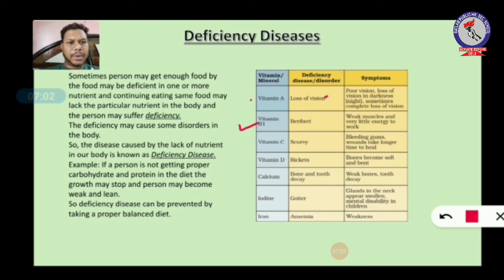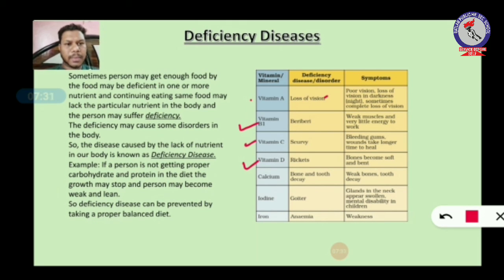The next one is vitamin C. The disease caused due to lack of this vitamin is called scurvy. The symptoms of scurvy are bleeding gums. Then wounds will take a longer time to heal. If you get a wound, it will take a longer time to heal. The next one is vitamin D. The disease caused due to lack of this vitamin is called rickets, and the symptom of this disease is that the bones become soft and bent.